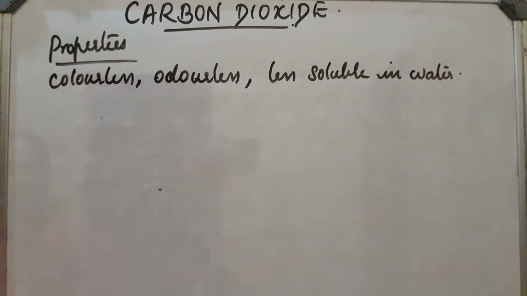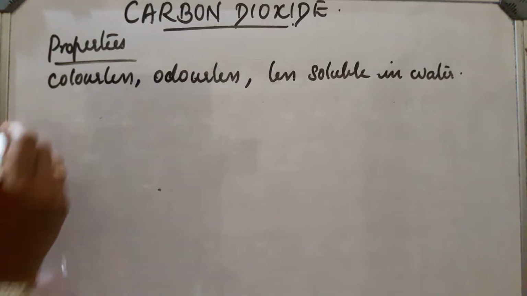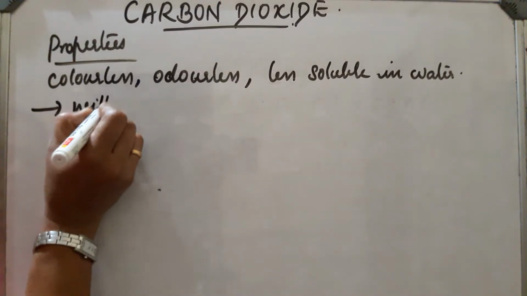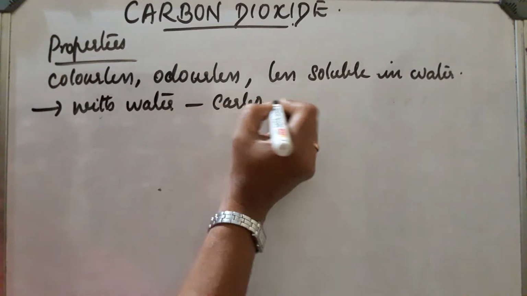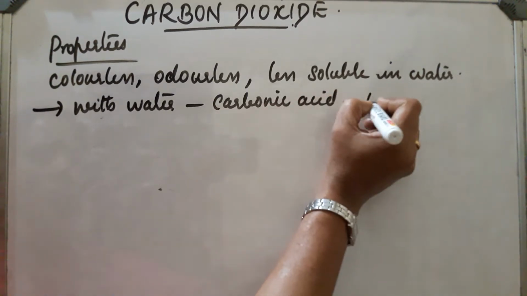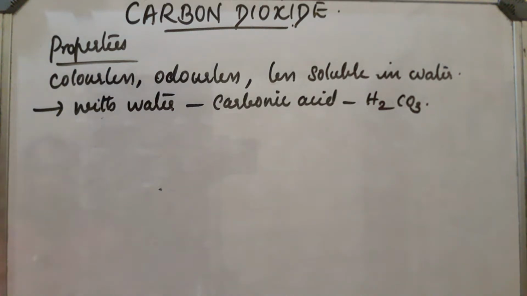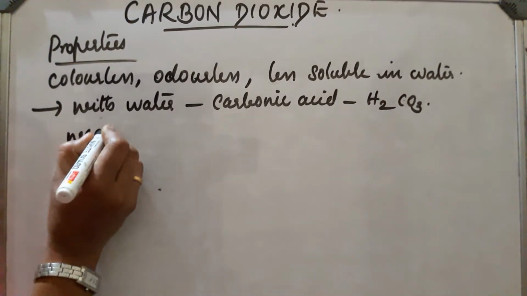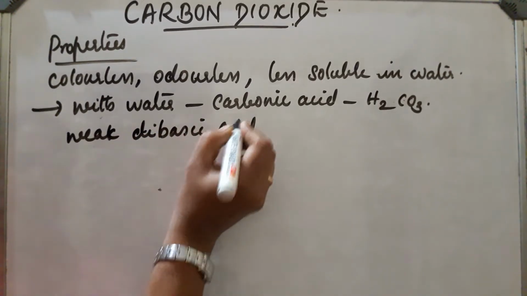Next, chemical properties. With water, carbon dioxide forms carbonic acid, that is H2CO3. This H2CO3 is a weak dibasic acid.